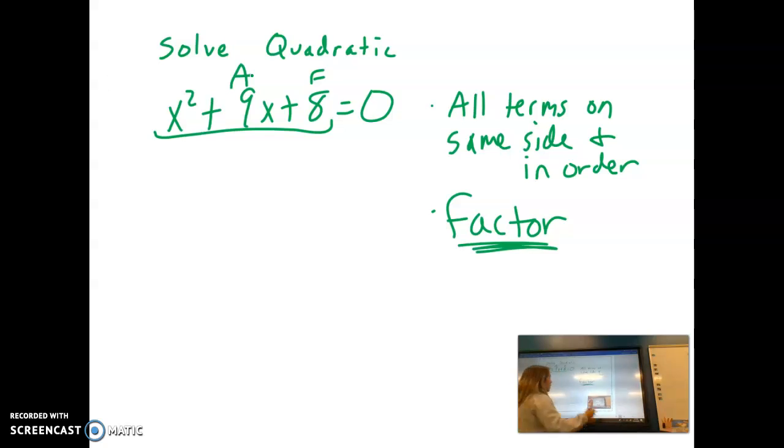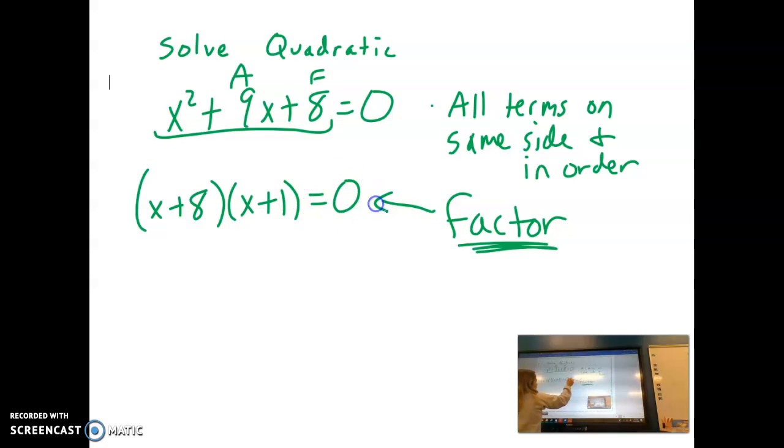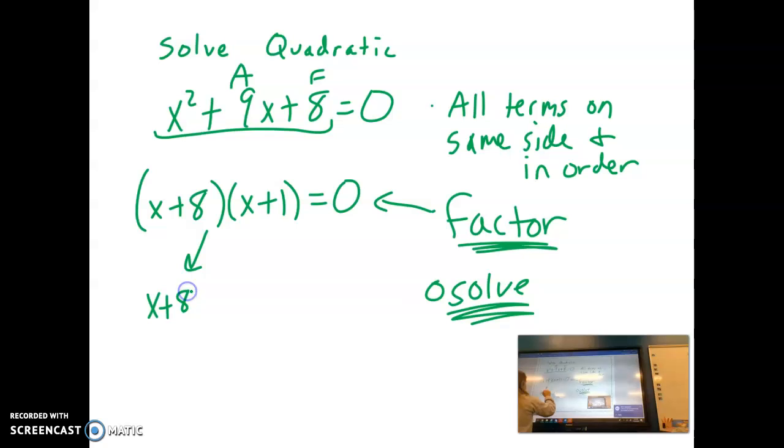8 times 1, so x plus 8, x plus 1 equals 0. Notice this is now factored. Once I factor, I can go ahead and solve it. This becomes a very nice problem. So how do I solve it? Well, the first part is I get x plus 8 equals 0. The second part is x plus 1 equals 0.